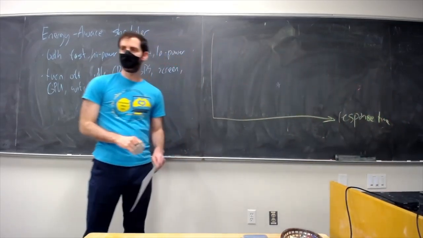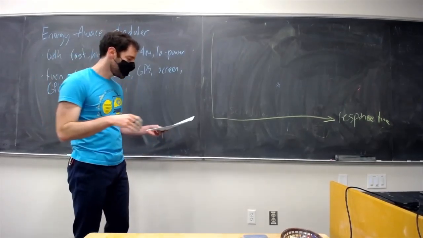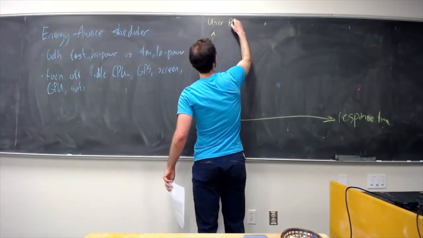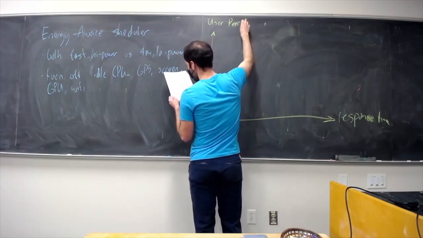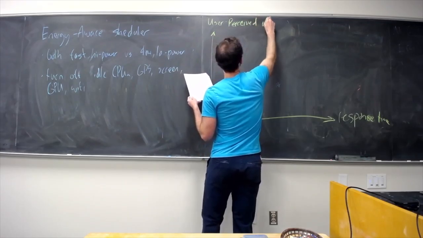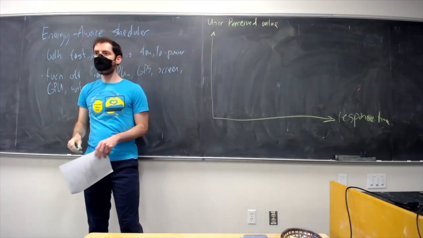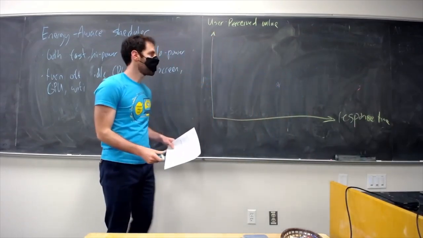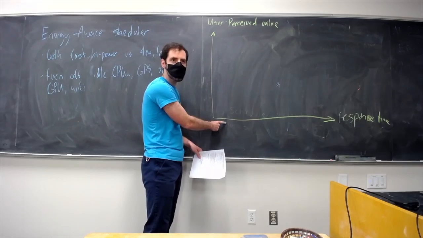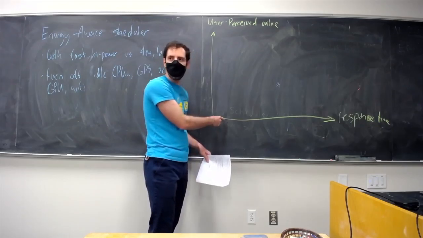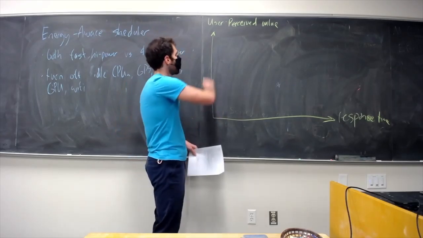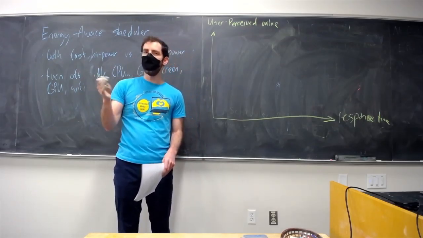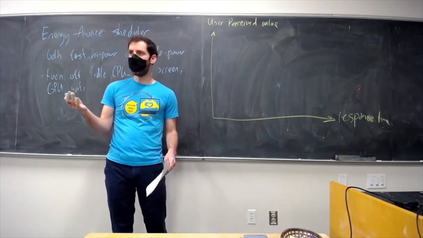So on the X here, I have response time, and how quickly would this operation complete? And on the Y axis, I have user perceived value. So you might think about if we have very low response time, like 0 to 100 milliseconds, something like that. The user perceived value between 1 millisecond and 10 milliseconds, in most cases, that's going to be negligible.